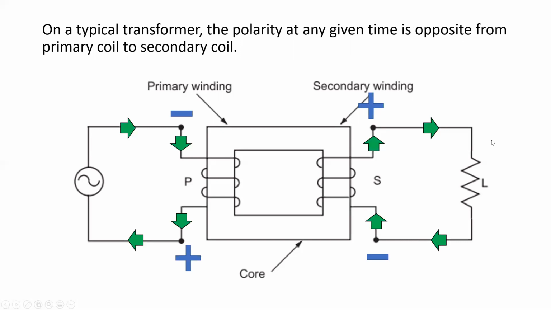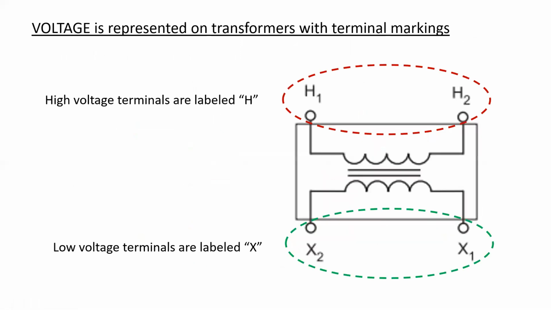Now, this is important for some applications, and the markings are going to have to somehow account for this when we go and look at the terminals on a transformer. So, first off, these alphanumeric terminal identifiers will indicate where the high and the low voltage coil connections are located.